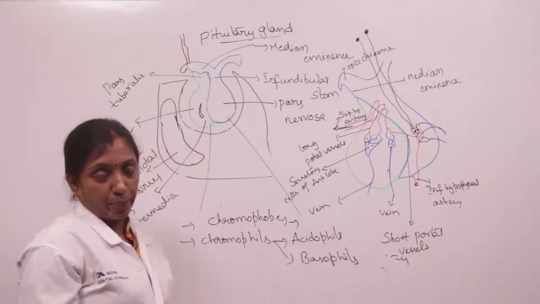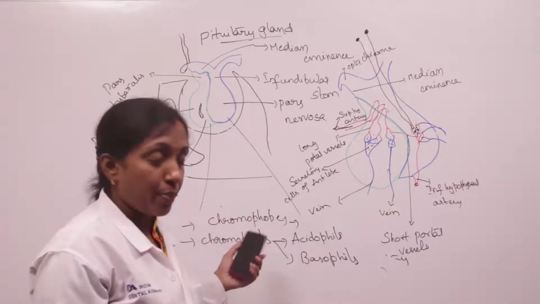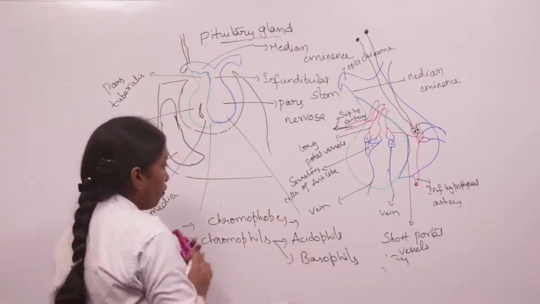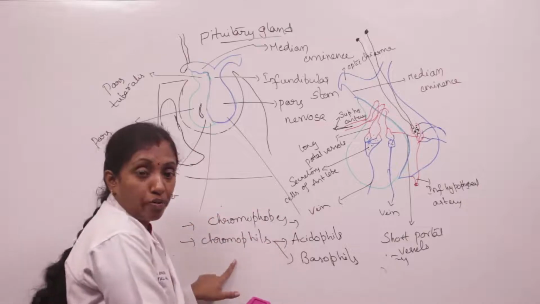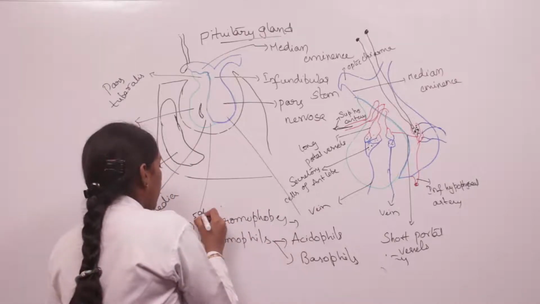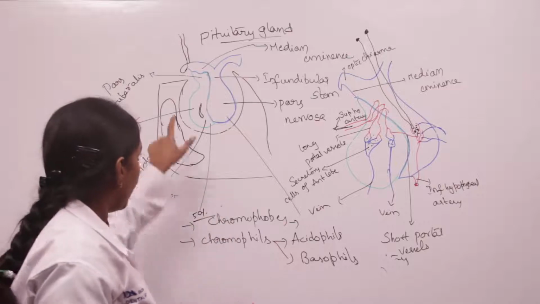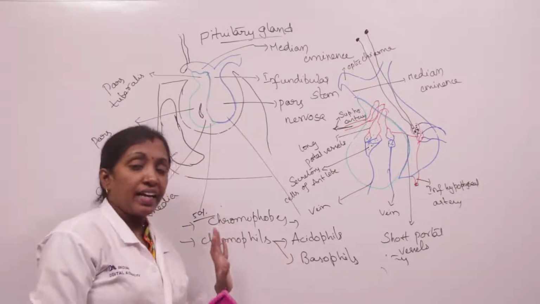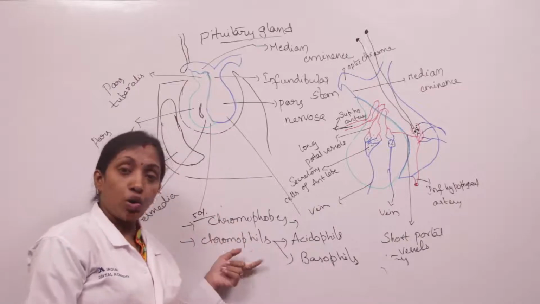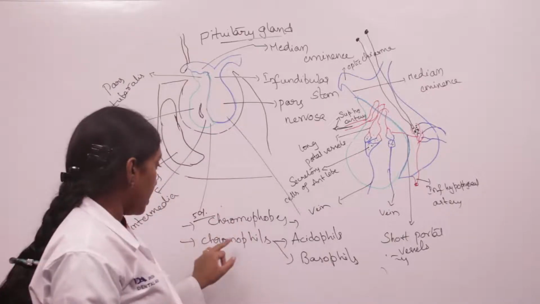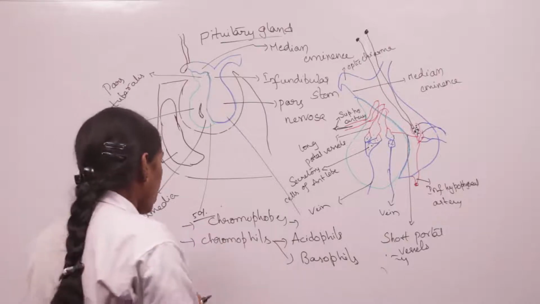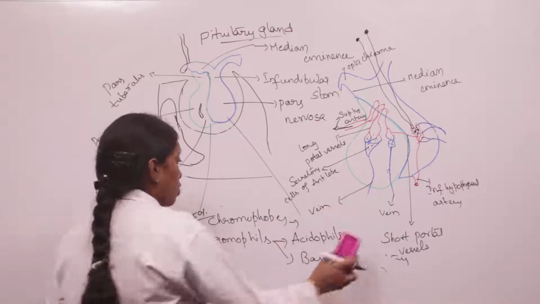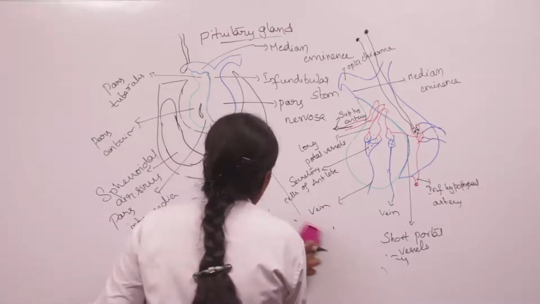Coming to the anterior pituitary, we have chromophobes and chromophil cells, and the chromophil cells are acidophils and basophils. The chromophobes occupy 50% of the cells of the anterior pituitary; they are inactive cells and further develop into chromophil cells. Chromophil cells again divide into acidophils and basophils. Coming to the acidophil cells.